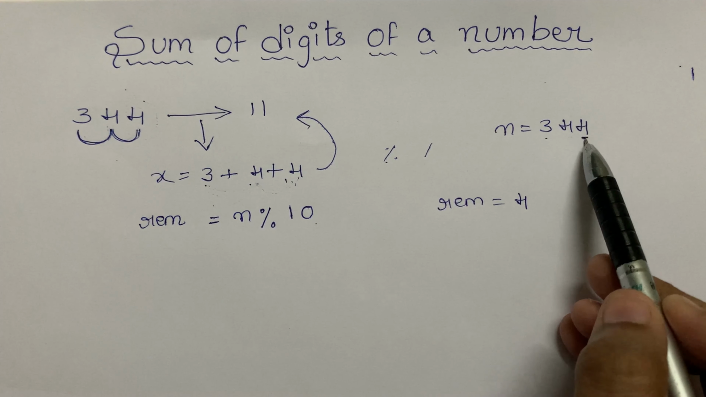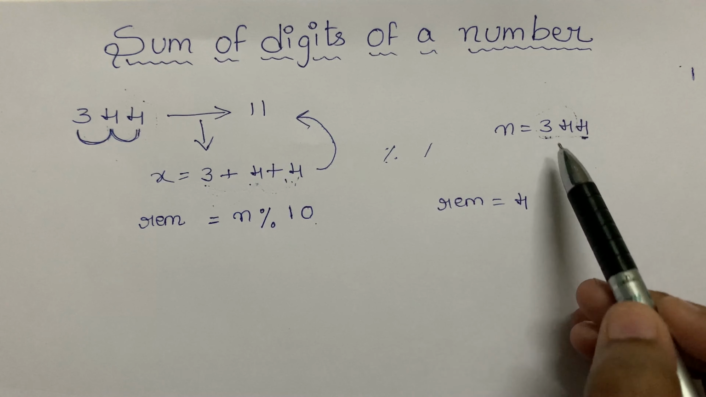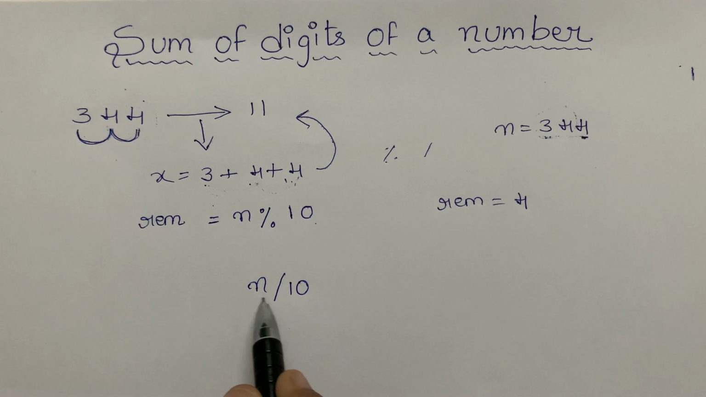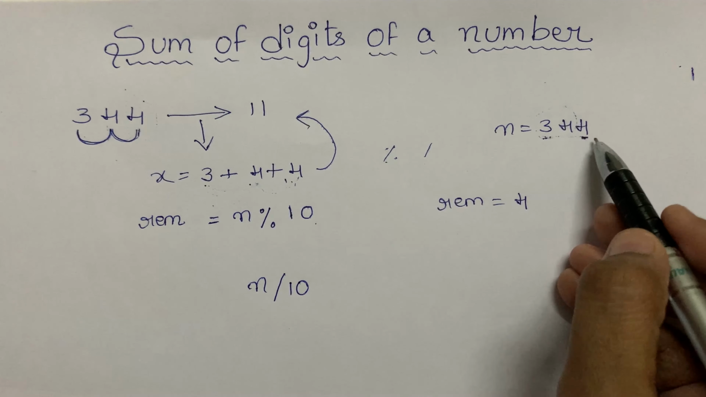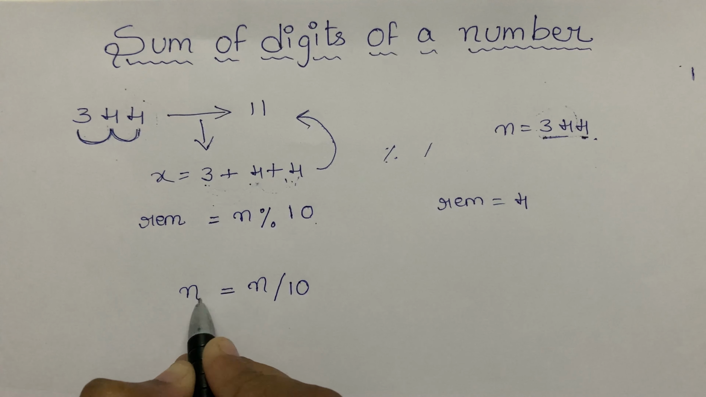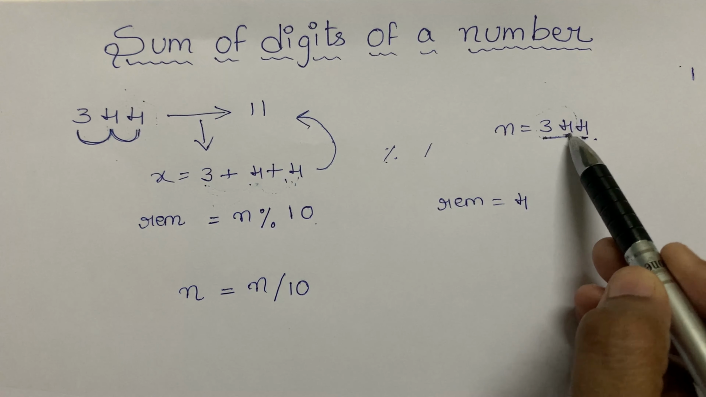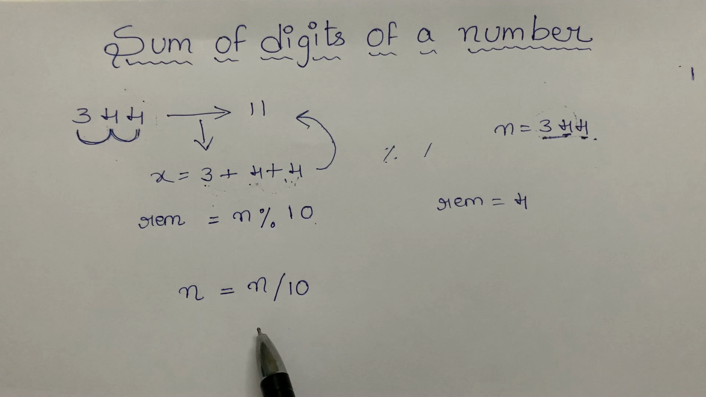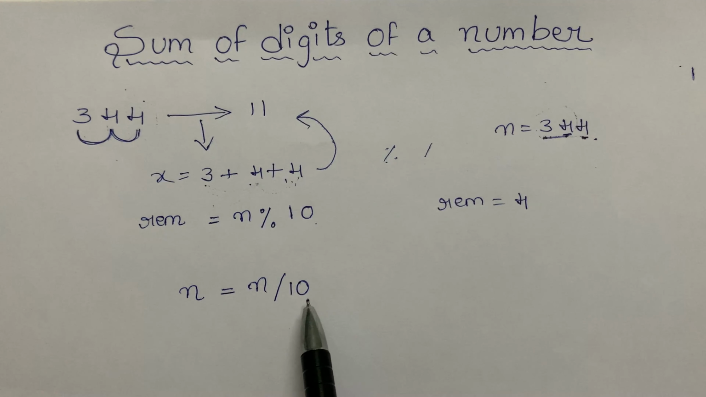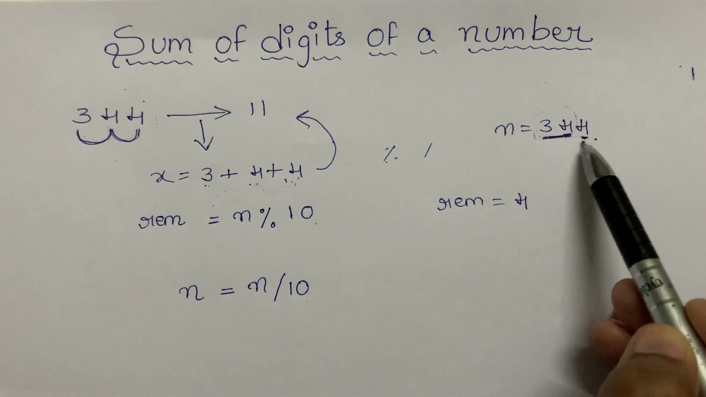Now from 344 we got 4. Now from 344 we should get 34. So to get 34, I am dividing the given number by 10. So 344 divided by 10 will be 34. Let us store that 34 in n itself, because with this n we should get the second digit from the given number. Okay. So the first step is getting the remainder, and the second step is getting the previous 2 digits from the given number.